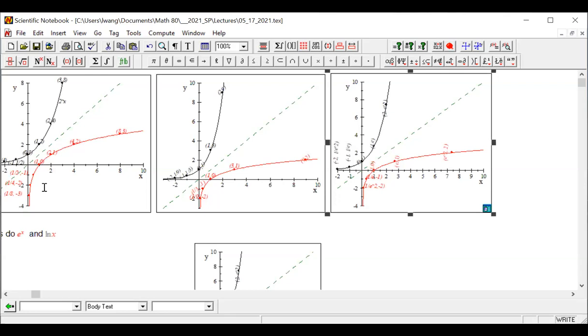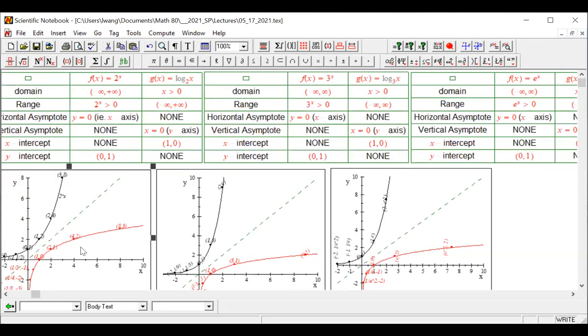The pictures, this is for 2 to the power x and log base 2 of x. 3 to the power x, log base 3 of x. e to the power x, ln x. And their domain, range, intercept, and everything, they are exactly the same. They're exactly the same. Do you agree? Do you see that?